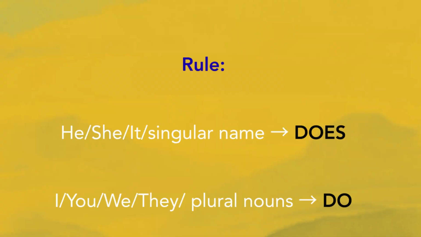Use does with he, she, it, or any singular name. Use do with I, you, we, they, or plural nouns. Let me show you examples so it's super easy to remember.